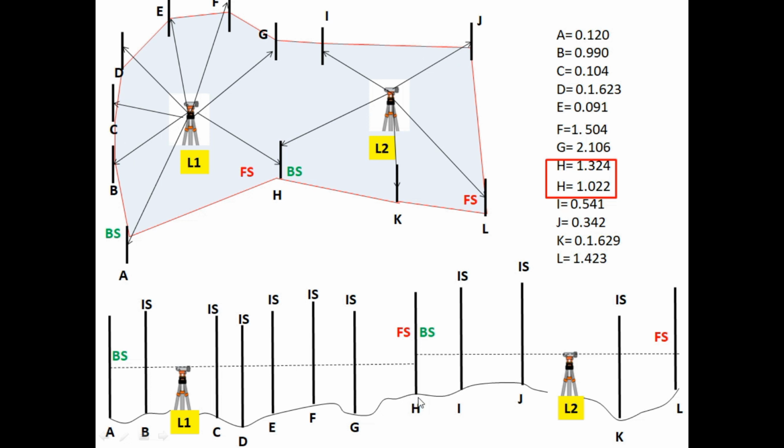Now this reduced level of H plus the first backside reading will be the new height of instrument. We have done the same here. Once this level is known, you can calculate the new height of instrument by simply adding the backside, and the rest of the levels can simply be calculated by deducting the staff reading from that particular height of instrument.